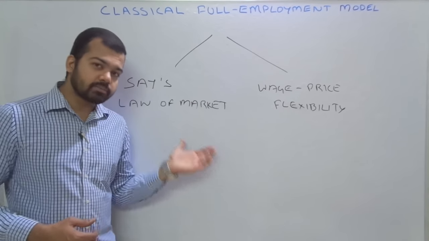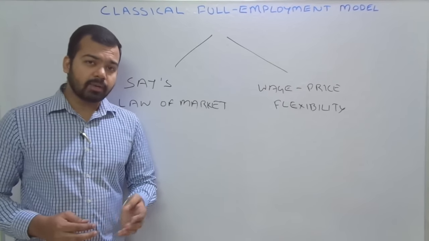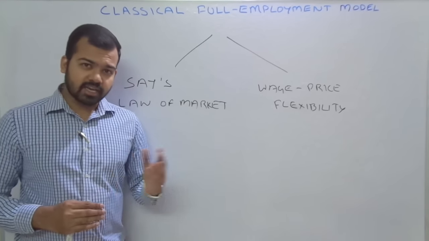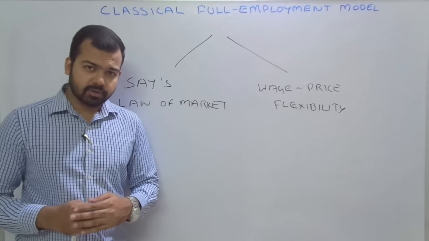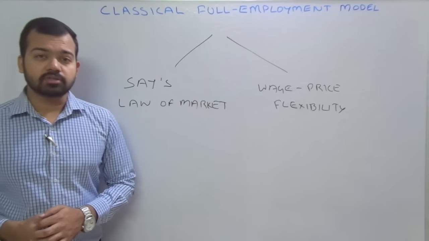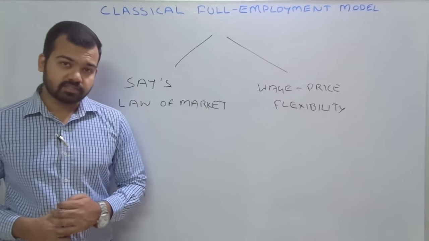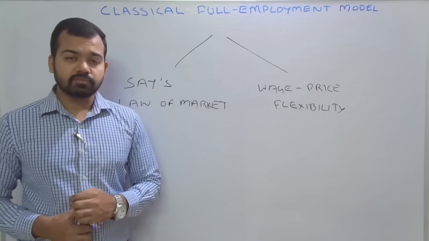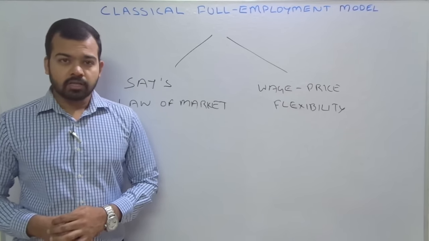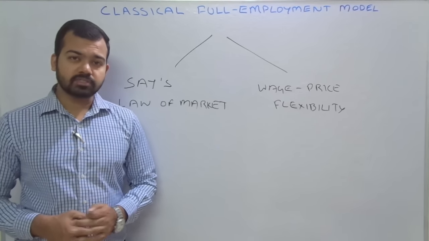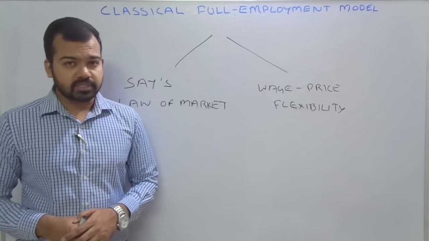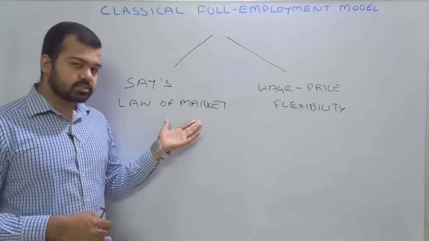So the two basic assumptions of this model are: the economy will remain always at full employment, and if there is any disequilibrium, the economy will self-correct itself. The classical economists were based on the free market economy, that is laissez-faire, which means without any government intervention or any trade union intervention. This is very important because classical economists assumed that the economy is under perfect competition. So now we understand what Say's law of market is.